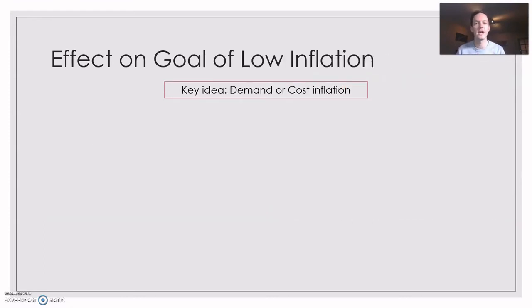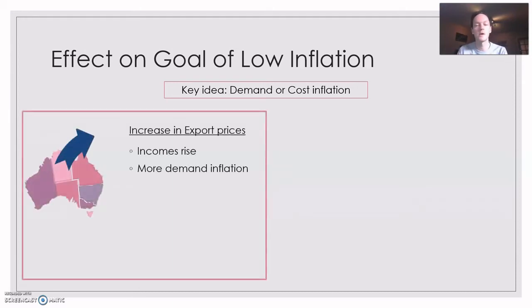Moving on, we're on to the goals now. The good news about the goals, guys, is the key idea here is exactly the same as you guys have been doing for the last few months. The key idea with the goal of low inflation is you need to get to demand or cost inflation. So here we go. We're going to do the same kind of layout. So if our export prices increase, so the price for coal goes up, well, the producers who sell coal are going to require more resources in order to supply that. So we've got more demand inflation.